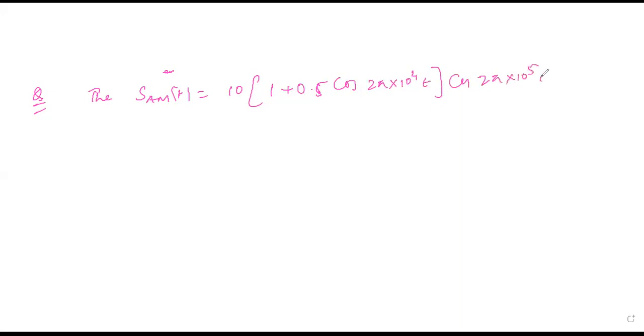Let's make the question. First question, write the question. The AM equation: s(t) equal to 10 into 1 plus 0.5 cos of 2 pi into 10 to the power 4 t, into cos of 2 pi into 10 to the power 5 t. This is the equation of AM. Find the efficiency, bandwidth, total sideband power, carrier power, total power.